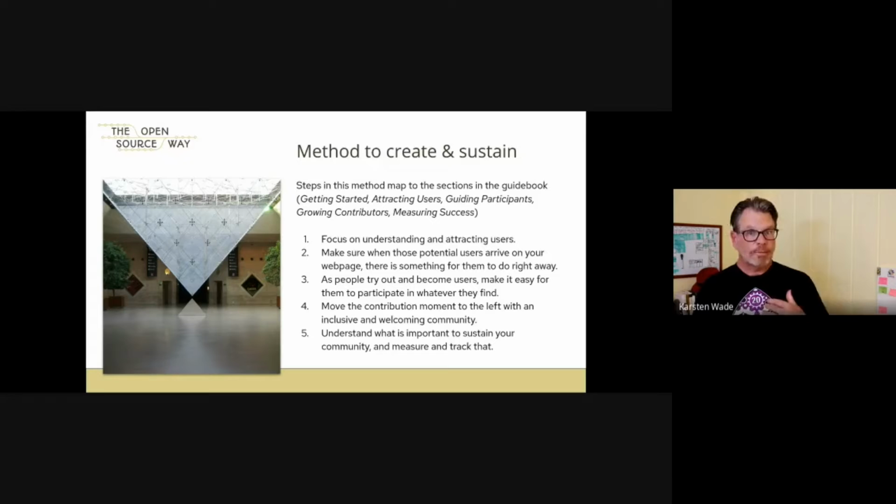So before jumping into the guidebook and showing you around, let's take a moment and review the overall community growth method in the guidebook. The method is generally mapped to the sections of the guidebook, which are getting started, attracting users, guiding participants, growing contributors, and measuring success. So when starting, you want to do the harder work of being completely open and transparent from the beginning. Even when there is no one there watching you be open and transparent, putting up the infrastructure of participation with barriers appropriately lowered for users and contributors when they get there. You do all of this while focusing on building something for your users.